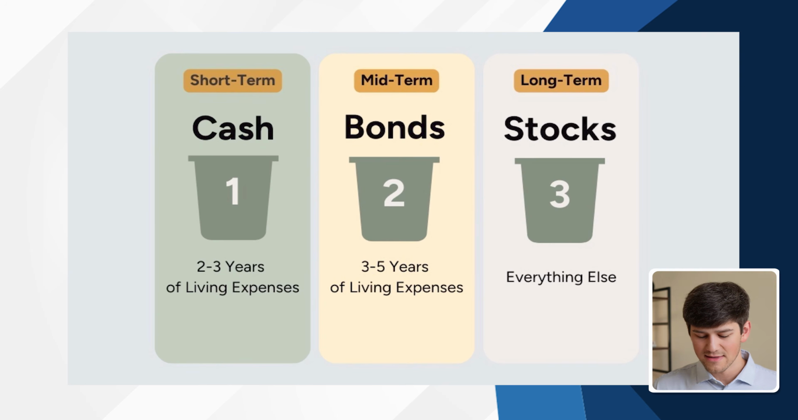So right here you can see that I like to think of my cash bucket as my short term. Got that? We've got our bond bucket, our treasury bucket, that's going to be our midterm, and then the long term stocks is going to be the third bucket. So each of these is very important. Like, we can't have all stocks, we can't have all bonds, we can't have all cash.